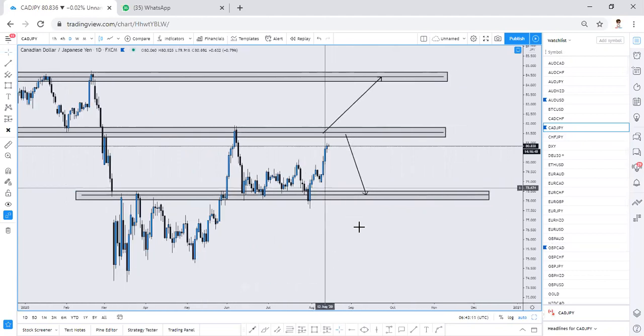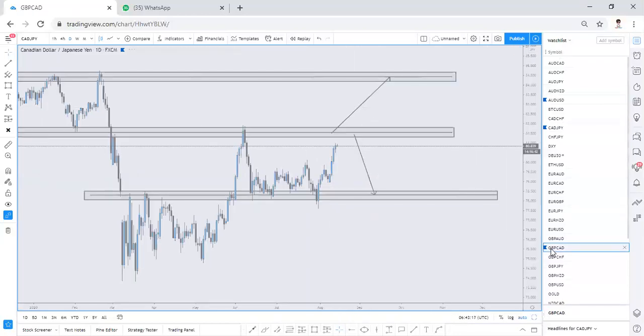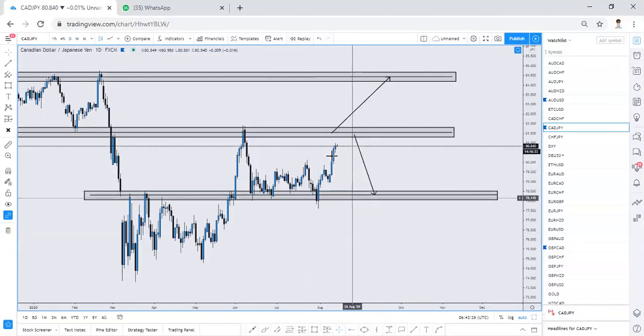But I actually look, possibly there is more upside potential for CAD JPY. If CAD is strong, then GBP CAD should be able to plunge further. But if GBP is strong, then CAD JPY should sell to the downside.